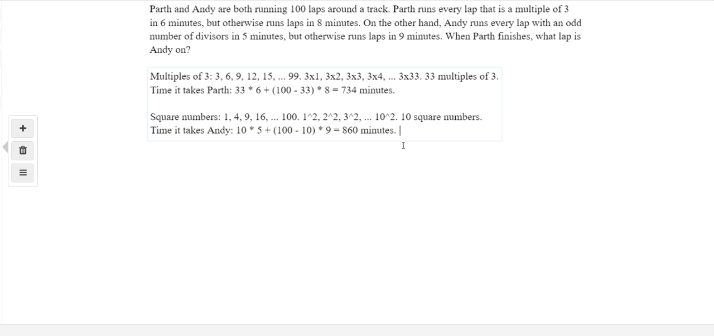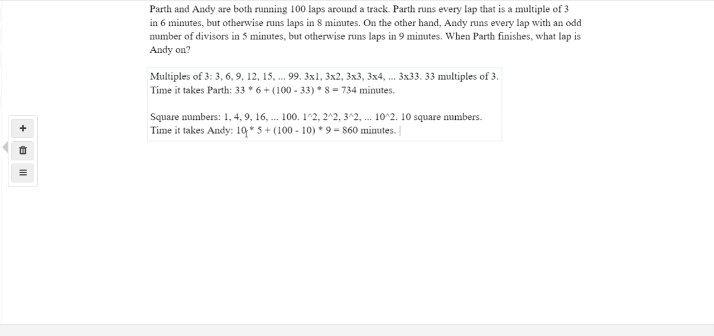So from here, there's a couple different approaches you can take to find what lap Andy is on. And the first one, which is a lot harder, is to note that Parth finishes in 734 minutes. So at the 734th minute mark, what lap is Andy on? And to find that, we can sort of guess.